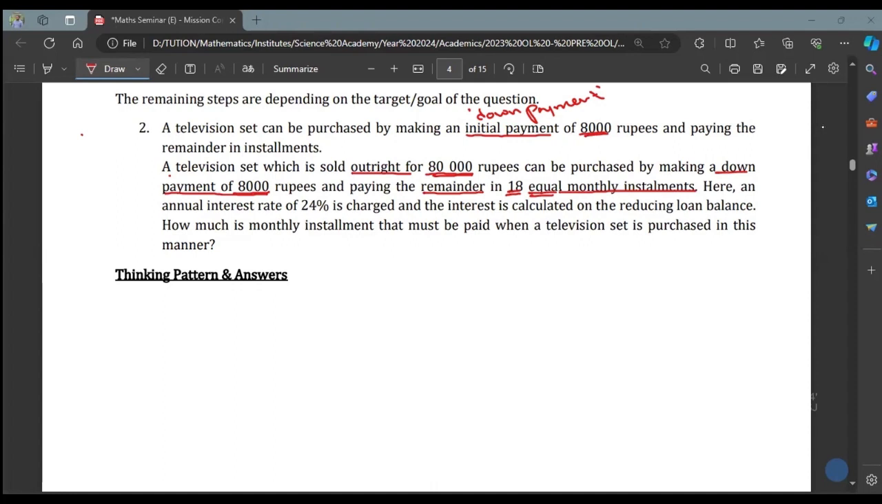Right. Here, an annual interest rate of 24%. Annual means for 12 months. For 12 months, the interest rate is 24%.